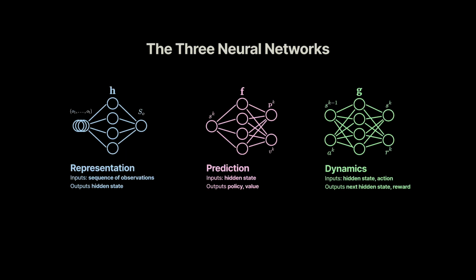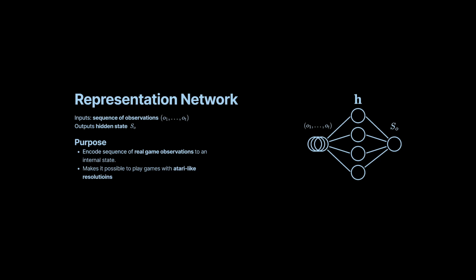The 3 neural networks that are used by the tree search are the representation network, prediction network, and the dynamics network. The representation network inputs a sequence of real game observations and outputs a hidden state, which is basically the model's interpretation of the game. The purpose of this network is to encode the sequence of observations into an internal state, and it makes it possible to play games with Atari-like resolutions because the hidden state is a much lower resolution.